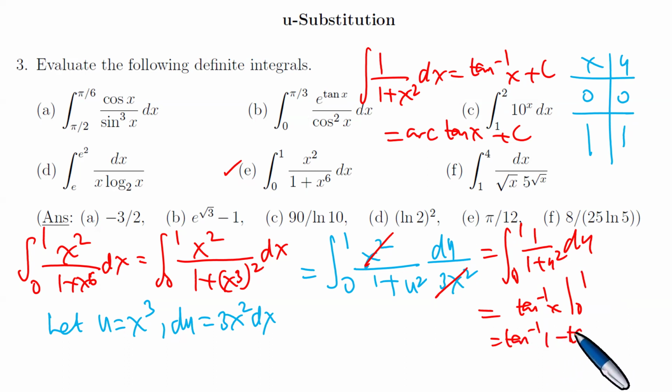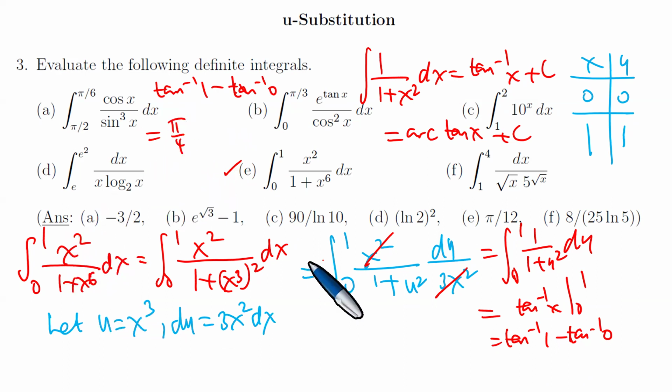Arctan 1, arctan 0. And then this is arctan 1, arctan 0. Arctan 1 is pi over 4. Okay, but remember, please, there's 1 over 3 here. From the 1/3, 1/3. And you can write 1/3 here also. One-third. So 1/3.